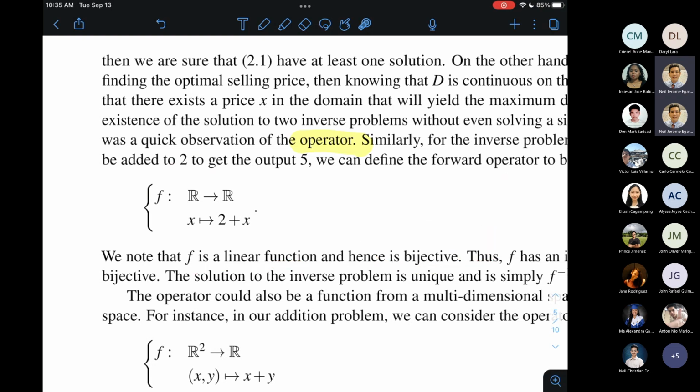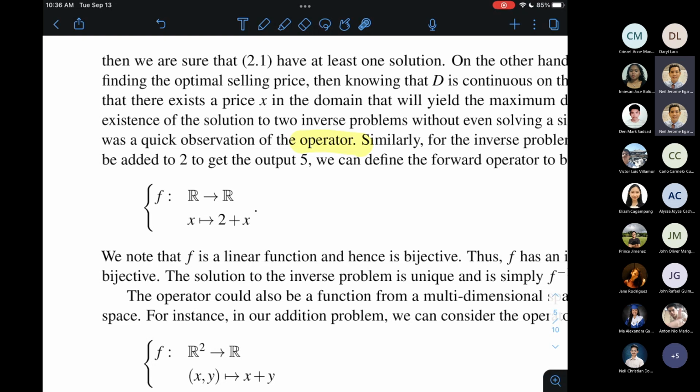So sinong nakakaalala nung pagiging bijective? Anyone? Bijective? Sige nga. All right, JR said both injective and surjective. Can you build up on that, Ned? Nagtaas si Ned. Kasi yung kay JR, medyo fancy yung terms na ginamit niya. Ano nga yung pagiging injective at surjective? Yung function po is 1-to-1 and onto. Right. Yung function ay 1-to-1 at saka onto. Right? So, yung forward operator pala natin, dahil isa siyang linear function, siya ay 1-to-1 at saka onto.